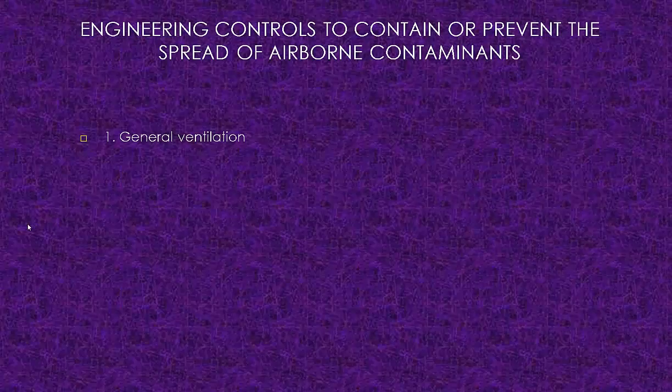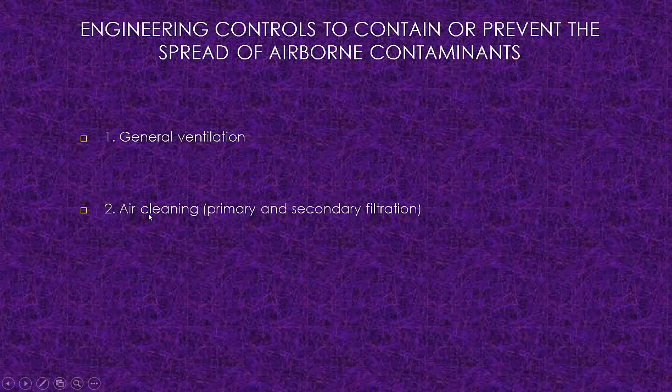So if we can create a good ventilation system, then the concentration of these particles will be decreased. By making a good ventilation system, we can decrease the spread of airborne particle contaminants. For that we can increase the air changes per hour. In an isolated room, more than 12 air changes per hour are recommended.